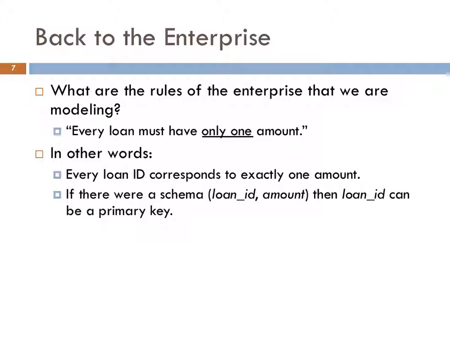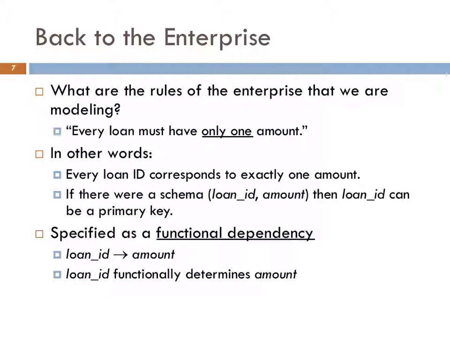Now here's another way of saying it that's actually really important. It's going to become increasingly important as we talk about this stuff. If there was a schema, and that schema only had loan ID and amount in the schema, then loan ID would be a candidate key on that schema. Okay? Everybody got that? So that's the rule. Loan ID and amount. If those two things appear together, we're expecting there will only ever be one amount associated with a given loan ID, so we can make loan ID a key on that schema. Okay? We call this a functional dependency.